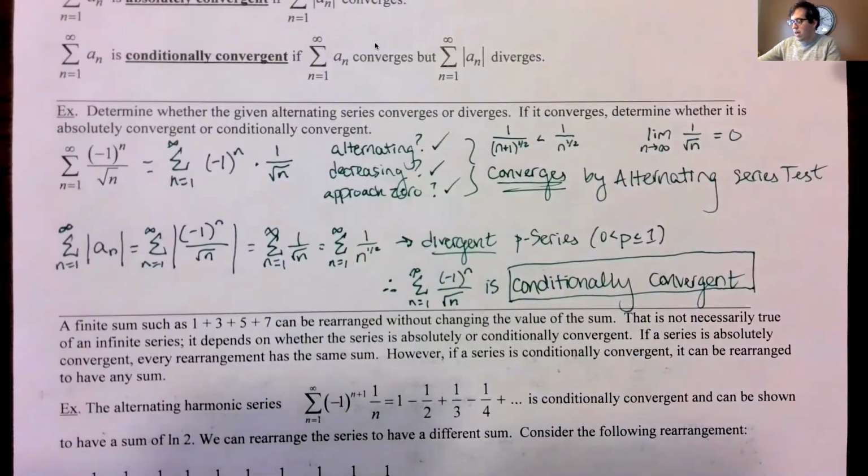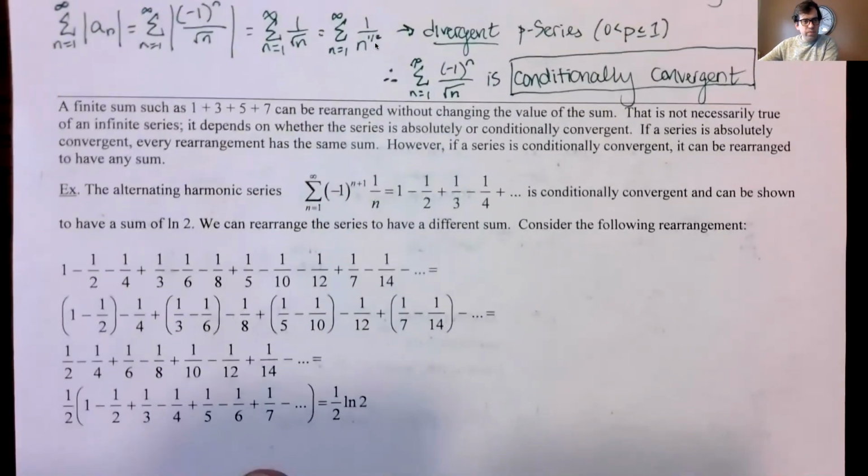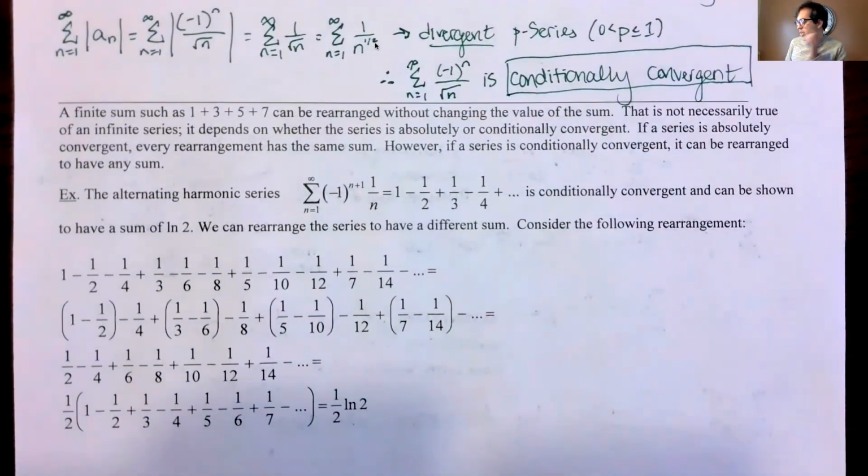Okay, so there's one other thing we're going to look at today. We don't have to write anything else down, but this is just a property of conditionally convergent series. So let's just read this together. A finite sum, such as 1 plus 3 plus 5 plus 7, can be rearranged without changing the value of the sum, right? If I did 1 plus 5 plus 3 plus 7, it still has the same sum. That's a property of addition that you learned a very long time ago, that you can switch the order and you still get the same sum.